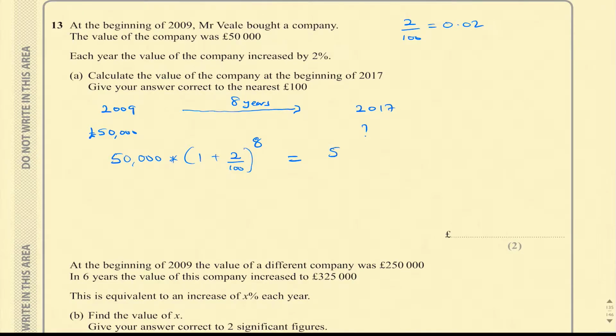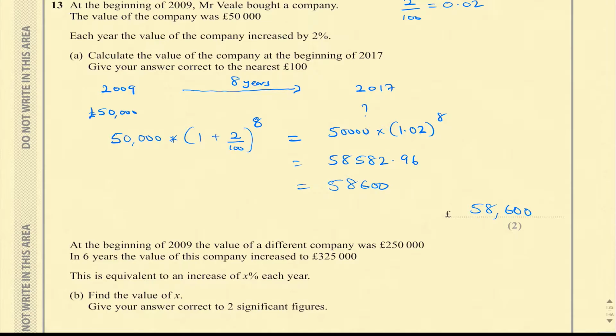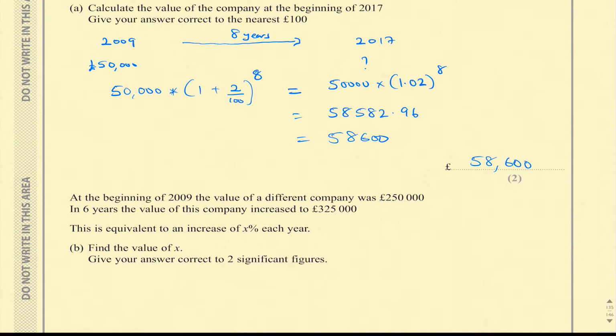That will be 50,000 times 1.02 to the power 8. And that is 58,582.96. But we need to give the answer to the nearest 100, so that will be approximately equal to 58,600. So that's 58,600.